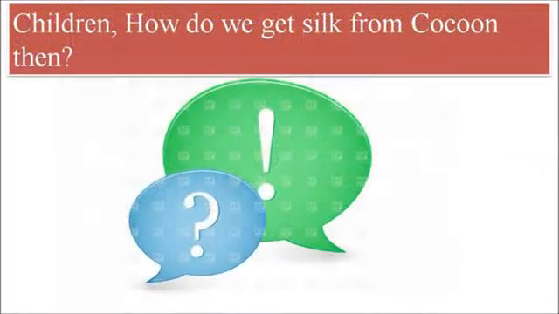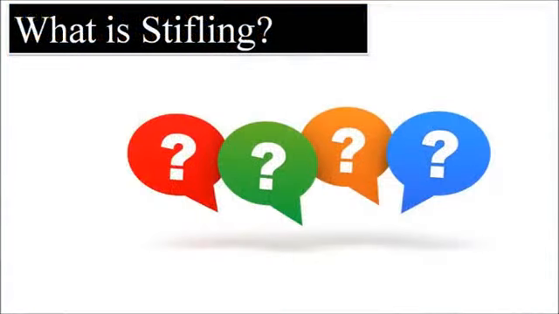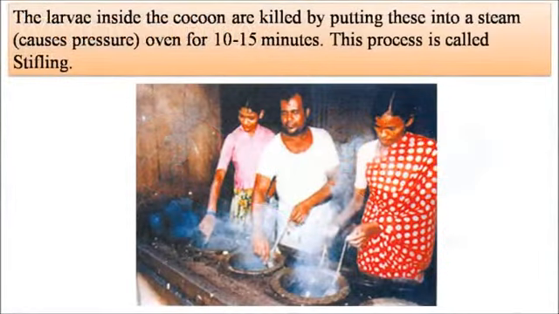Children, how do we get silk from cocoon then? A crucial step is followed within 2 to 3 days of cocoon formation. The cocoons are removed from the tray and are killed by a process called stifling or sold within a week. What is stifling? The larvae inside the cocoon are killed by putting these into a steam oven for 10 to 15 minutes. This process is called stifling.